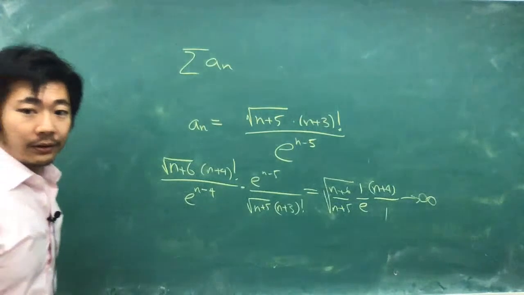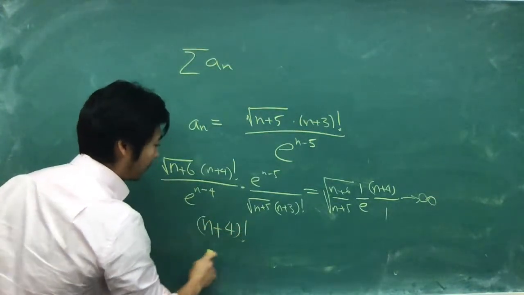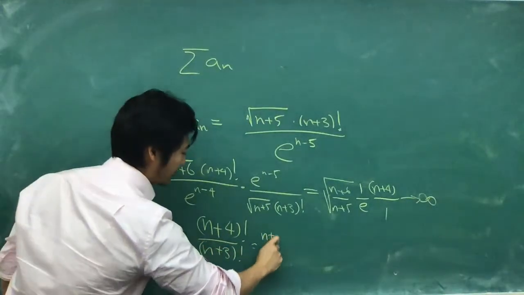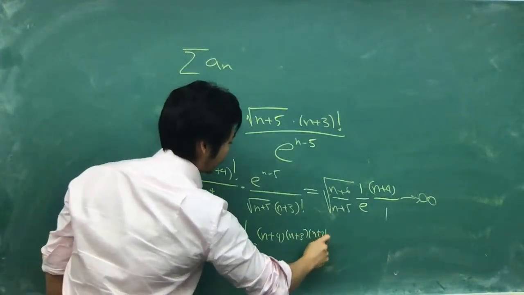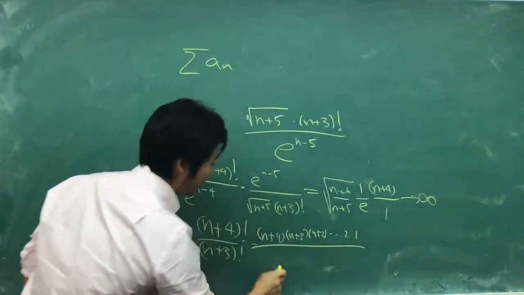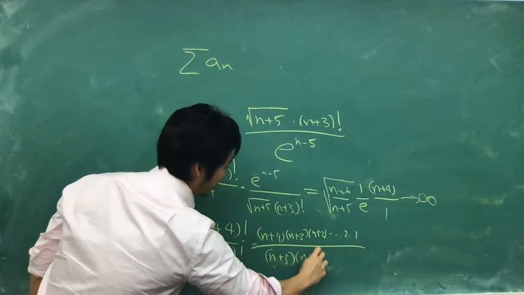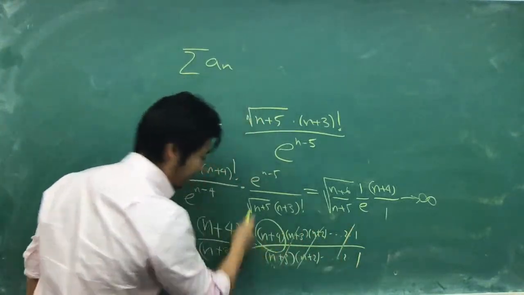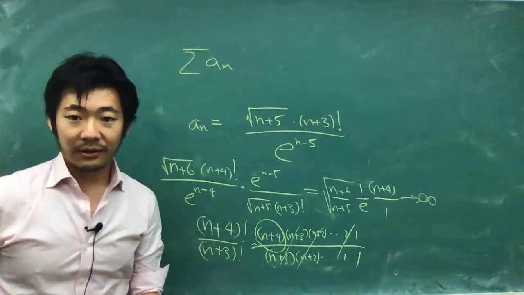You could always do this pretty quickly, like n plus 4 factorial over n plus 3 factorial. This is n plus 4 times n plus 3 times n plus 2 all the way down to 2 times 1, divided by n plus 3 times n plus 2 all the way down to 2 times 1. So everything cancels except n plus 4. That's how you do some shortcuts with factorials.